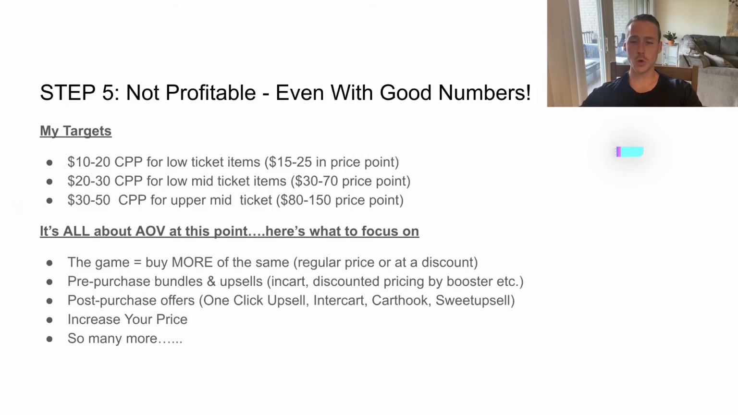Now, this is assuming that you're getting a good cost per purchase, and here's some examples. This is the last step. This is after you kind of checked all the boxes leading up to this, or that you've improved them as much as you can. Now, what I always aim for, these are my personal targets.